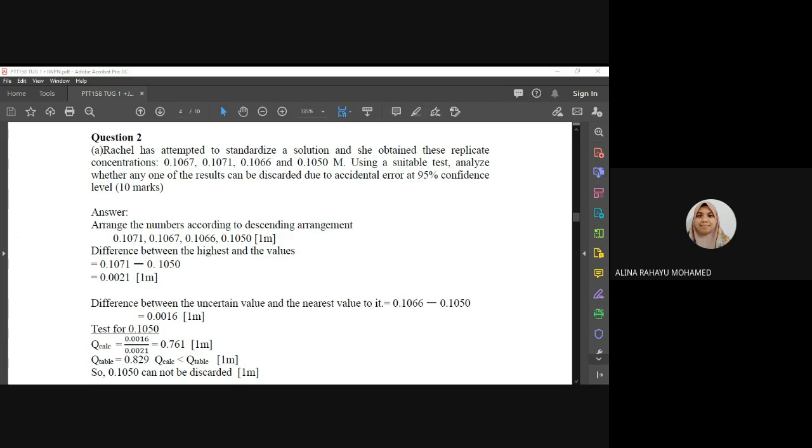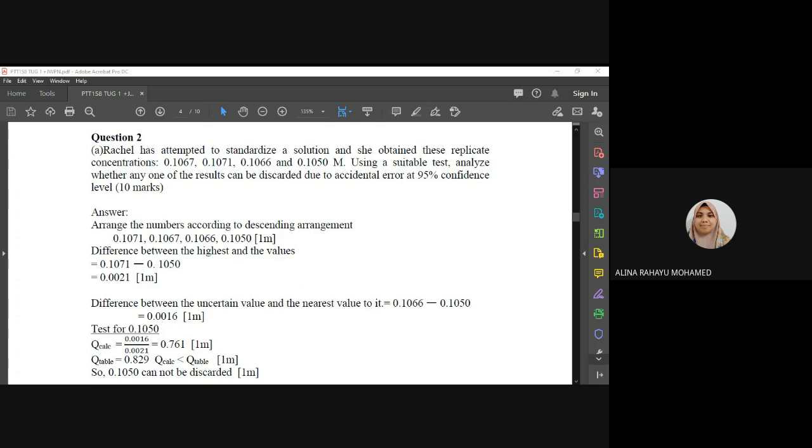So out of those four numbers, 0.1067, 0.1071, 0.1066, and 0.1050, can any of them be removed? Is there any outlier? It's the same meaning, but stated slightly differently. So this is a Q test. The first thing to do is arrange the numbers according to descending order or ascending order.